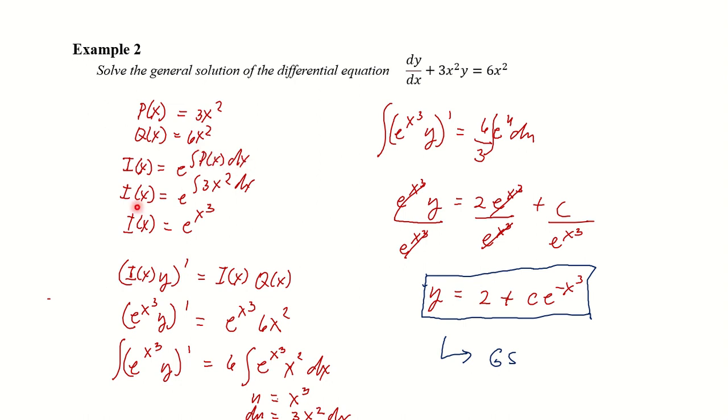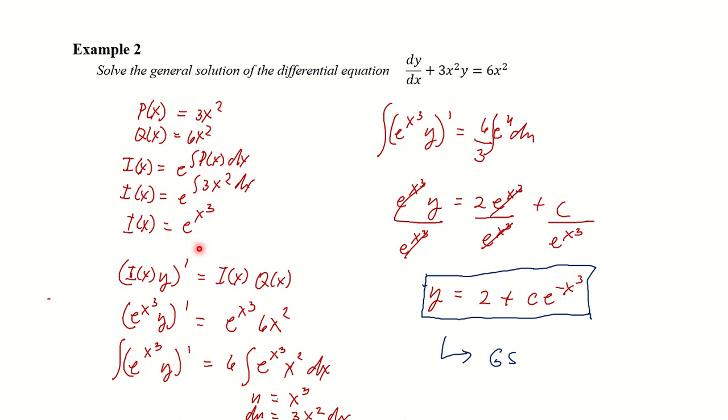Now your I of x is equal to e, and your p of x is 3x squared, so we replace your p of x here with 3x squared, and of course you need to write your dx. Then after that, you take the integral of the exponent. So the integral of 3x squared dx is x cubed. Our integrating factor therefore is e raised to x raised to the third power.